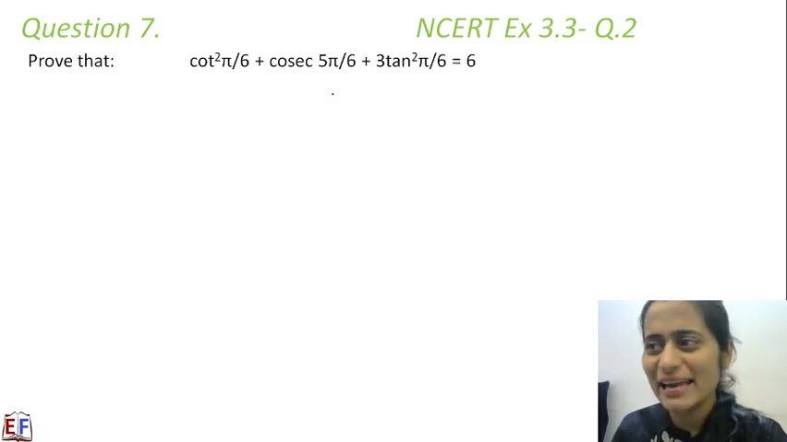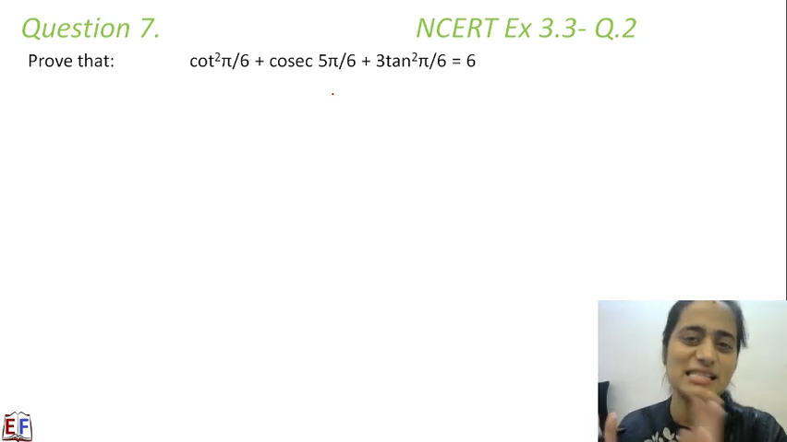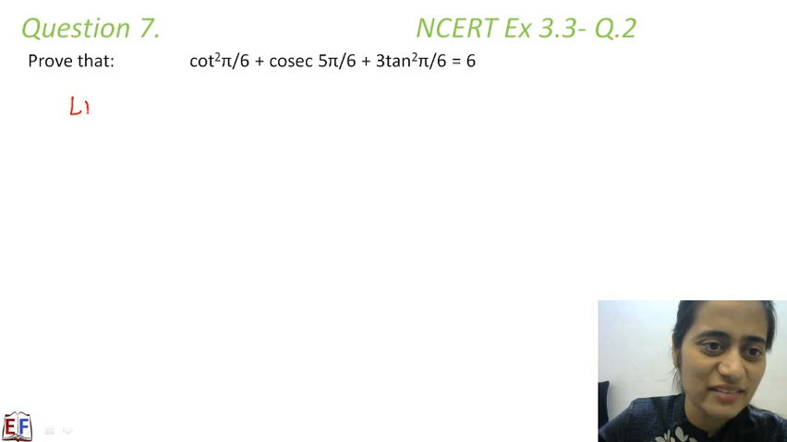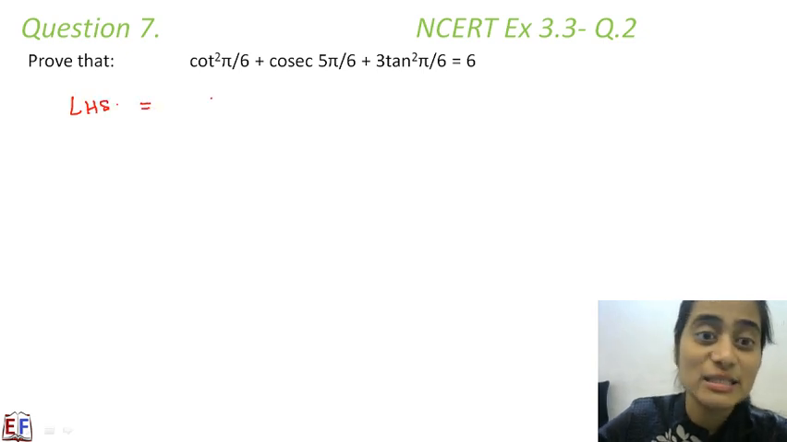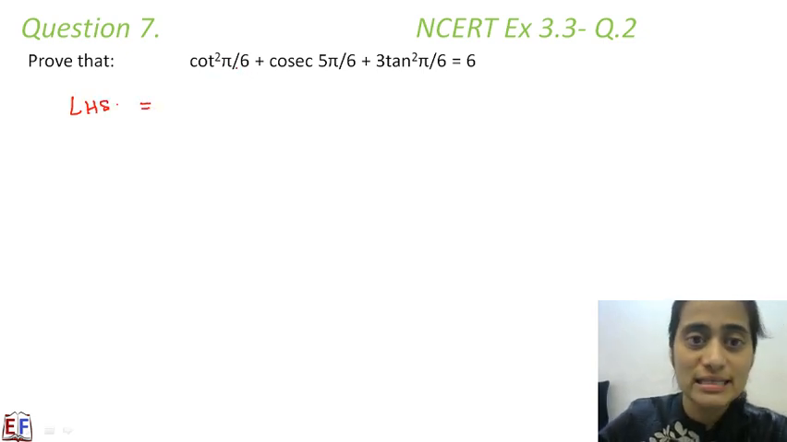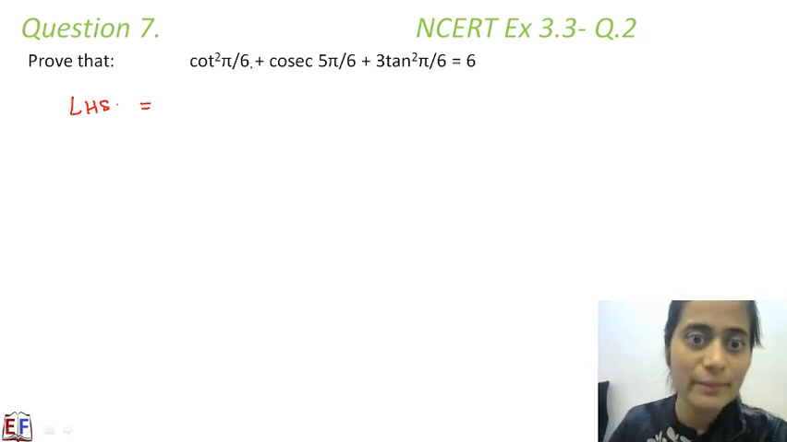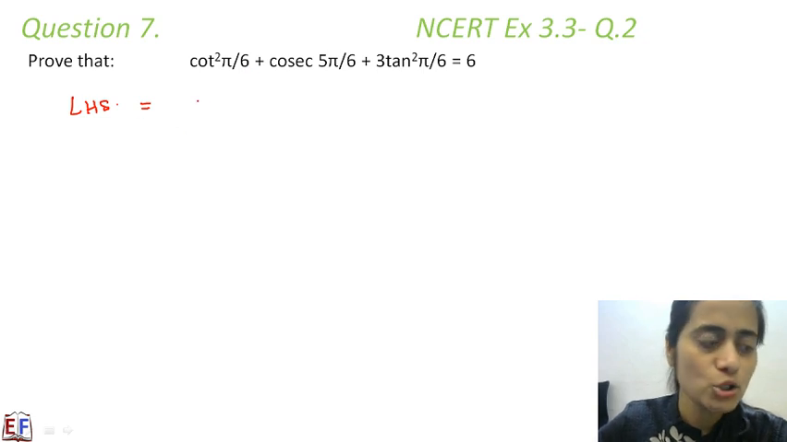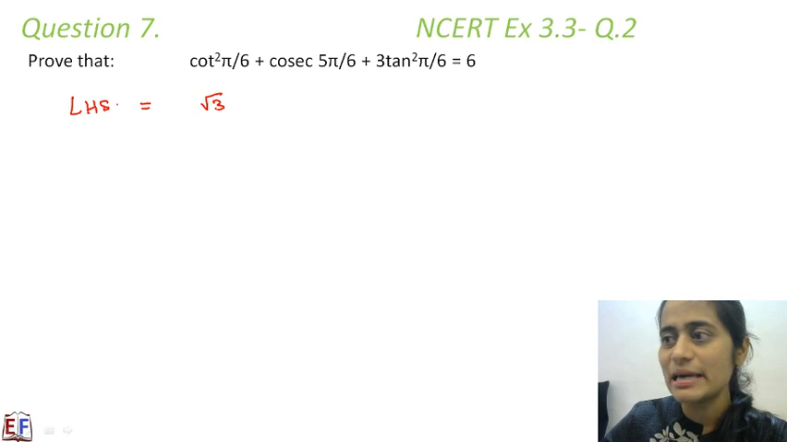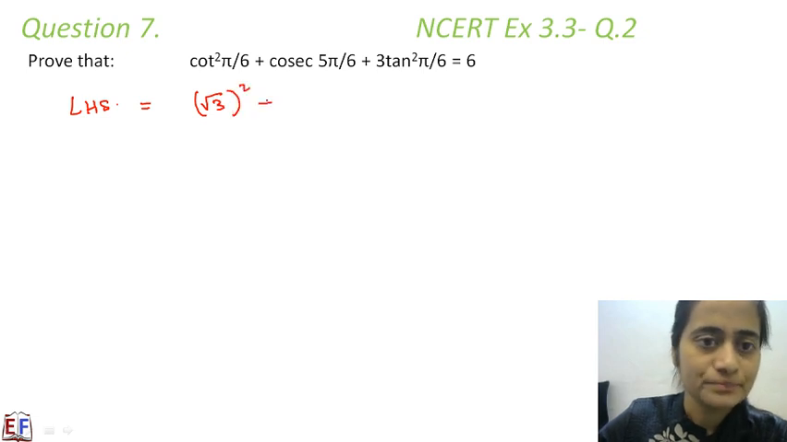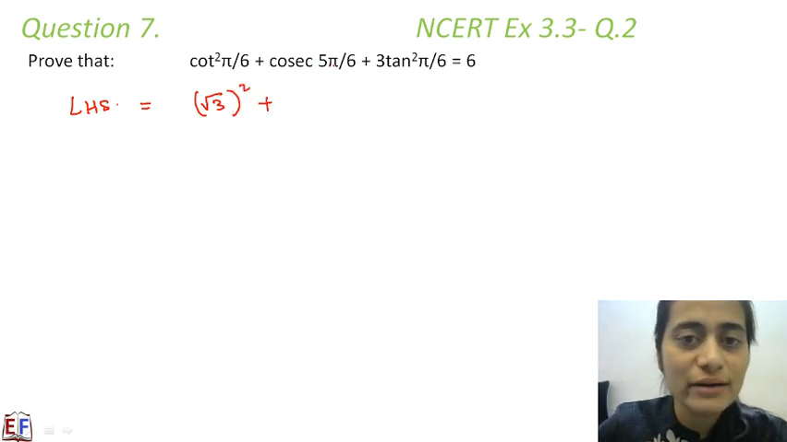So everywhere you have to do only one thing: LHS is equal to RHS, right? So how do we start it? We always start with the LHS. Let's see what is in the LHS. So cot square pi by 6. Now, the value of cot pi by 6 we already know. Pi by 6 is basically 30 degrees, right? So cot 30 degrees is root 3. This we know from the trigonometry table, which we studied in class 10th itself, right? So this is root 3 whole square plus we have cosec 5 pi by 6.